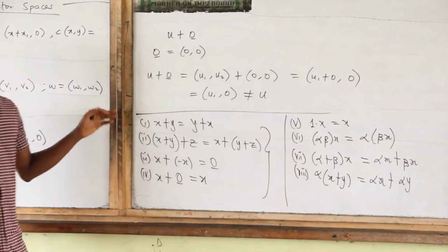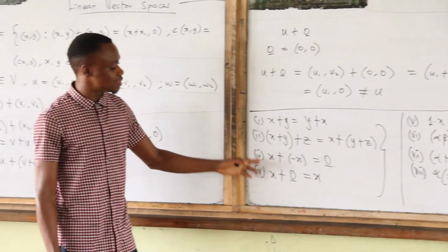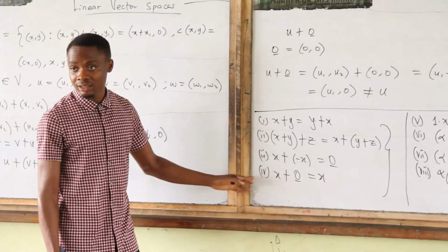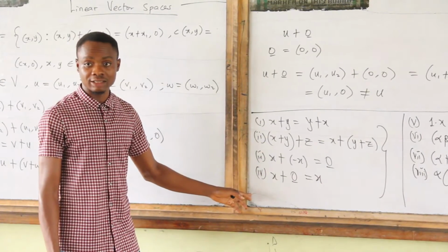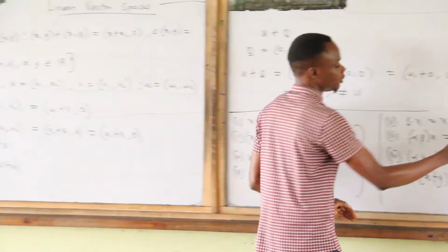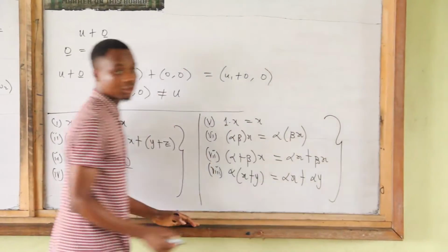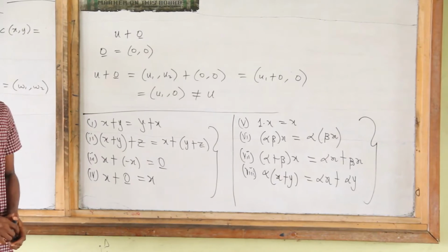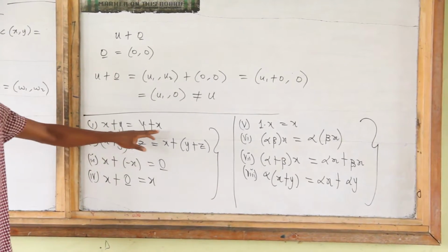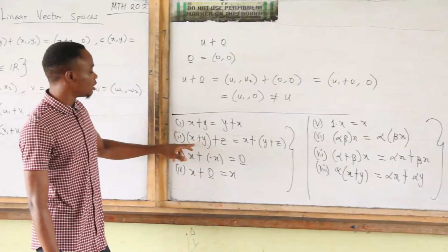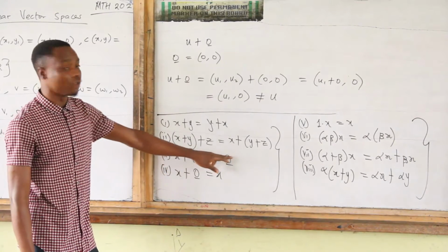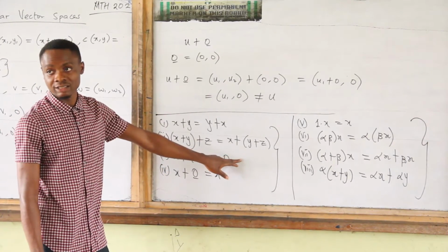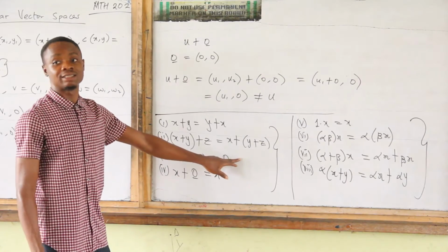Hello, listen. These first four actually deal with addition. Can you see that? The first four axioms have to do with addition. And the last four have to do with scalar multiplication. Do you get that? Okay, so the first one has to do with commutativity. This one has to do with associativity. This one defines the zero element, what we call the identity element. Do you understand that?